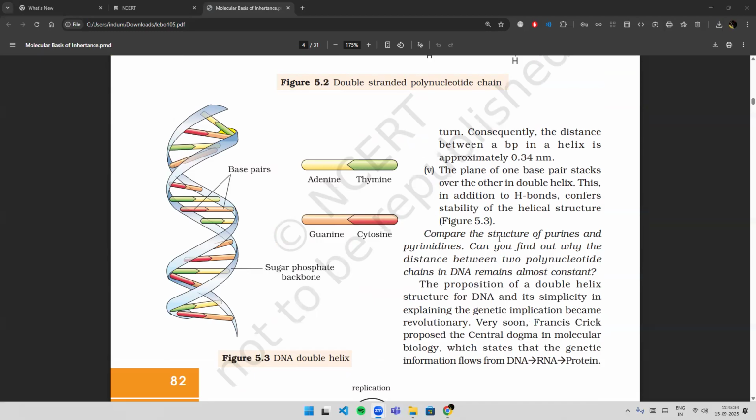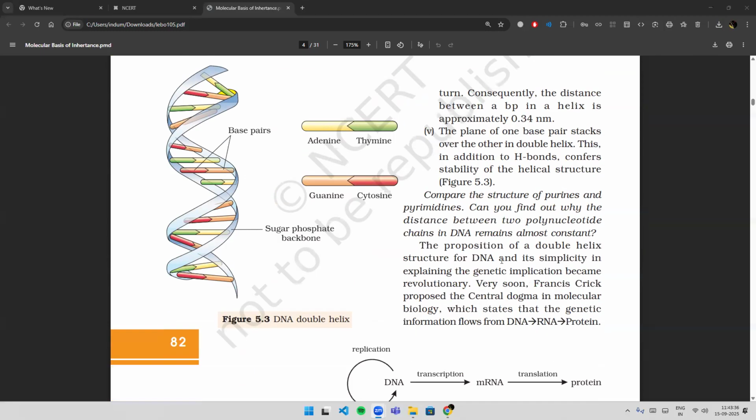Number 5. The plane of one base pair stacks over the other in the double helix. This, in addition to hydrogen bonds, confers stability to the helical structure. Figure 5.3. Compare the structure of purines and pyrimidines. Can you find out why the distance between the two polynucleotide chains in DNA remains almost constant?